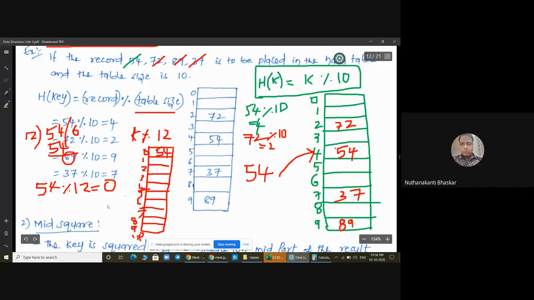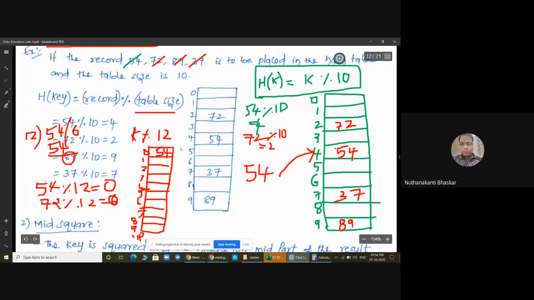Understood everyone? Next element is 72. Here, 72 modulo 12. What is the remainder? 12 times 6 is 72. Yes, 0 only.